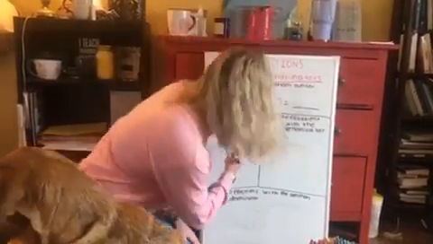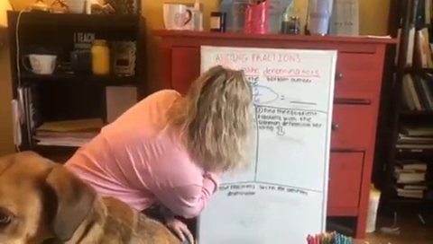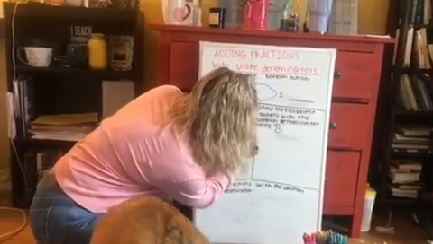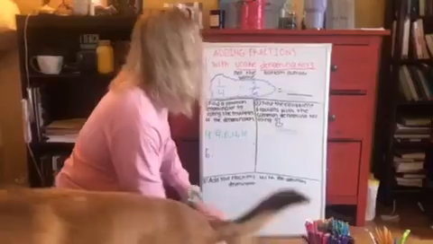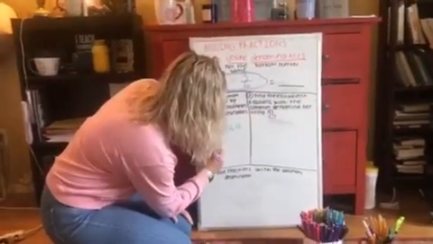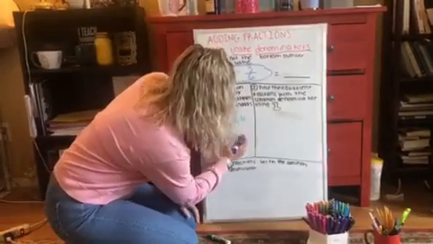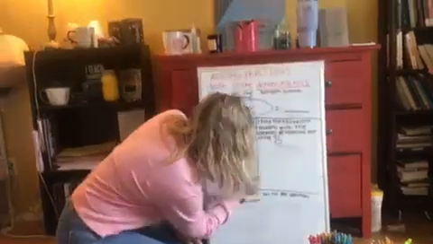4 times 1 is 4. 4 times 2 is 8. 4 times 3 is 12. And 4 times 4 is 16. I'm going to stop there. And now I'm going to list the multiples of 6. 6 times 1 is 6. 6 times 2 is 12. 6 times 3 is 18. And 6 times 4 is 24.